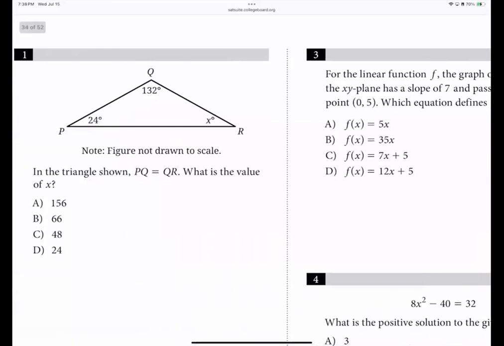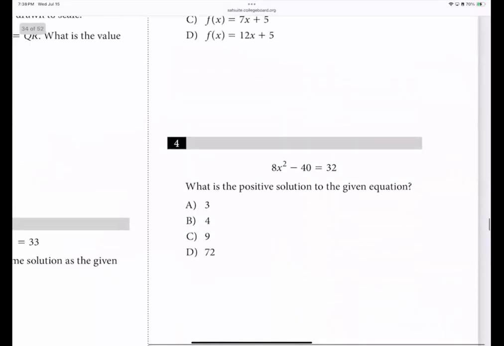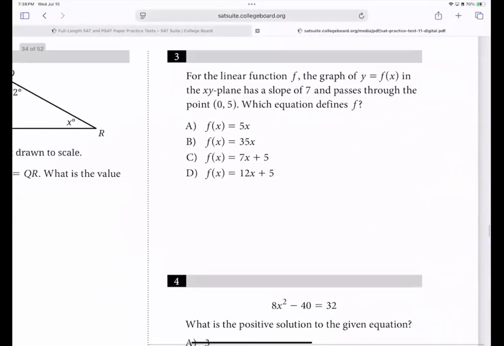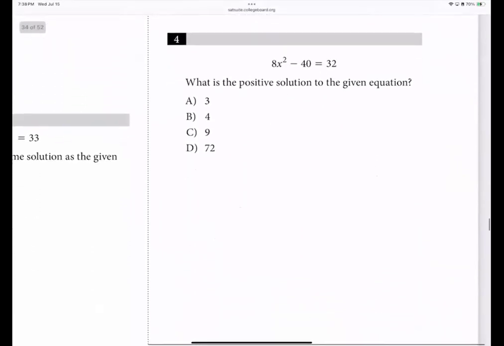So the first is D, the second is A, and the third is C. Very easy. Yay. So far so good. Okay, next one.